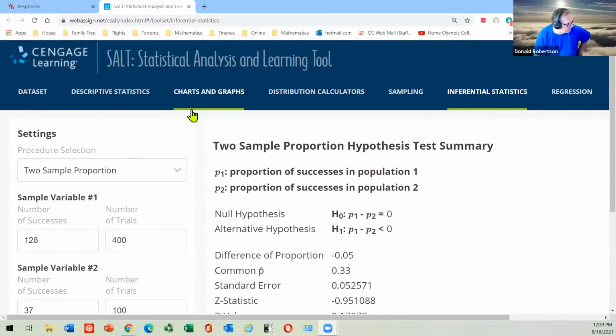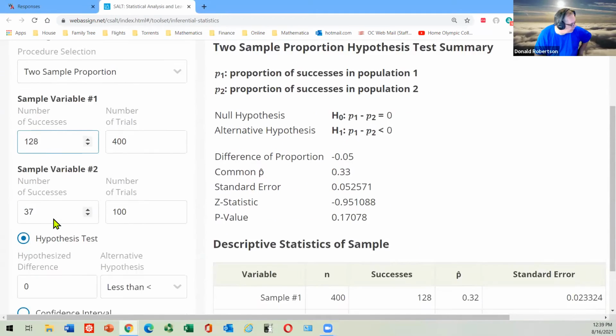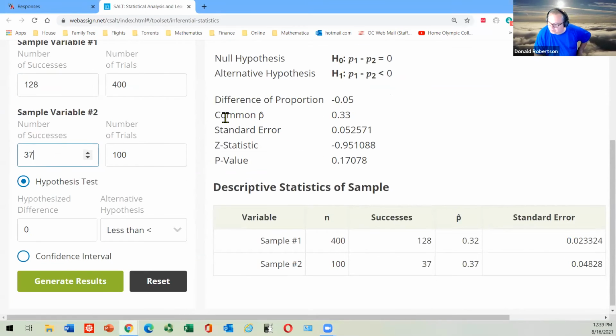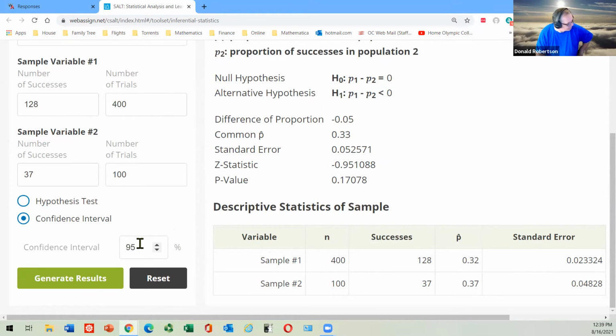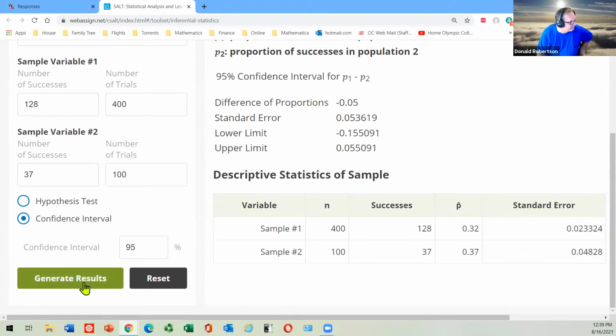Remember the Scots guy, the 128 Scotsmen, 37 Americans? Do you notice that there's another little fella here called confidence interval? Now, if you click on that one and you choose 95%, which it already did, this is going to disappear, and watch what happens instead.